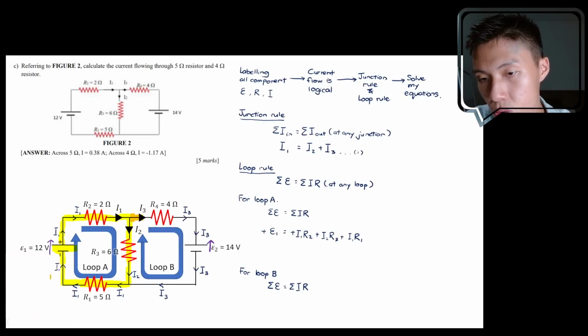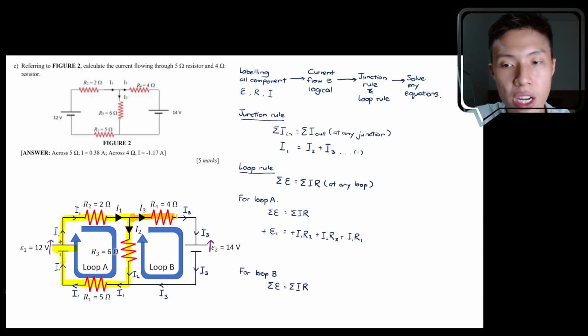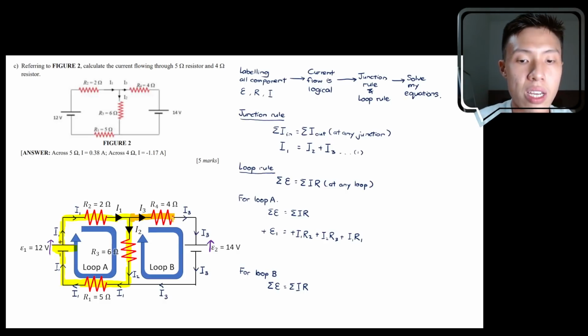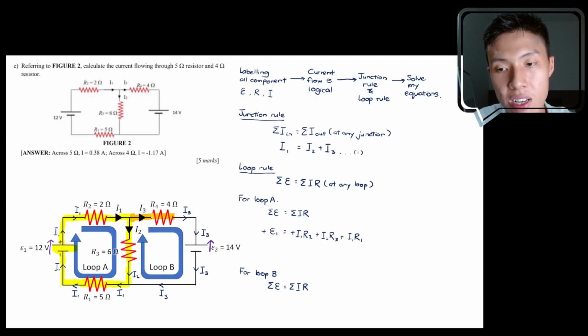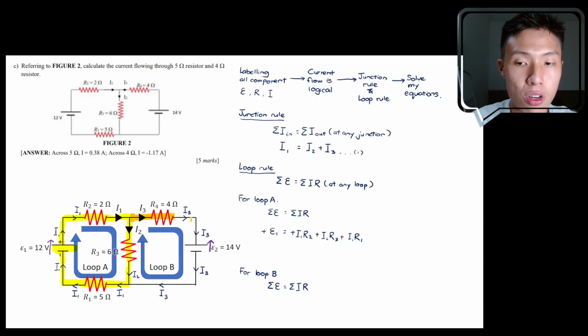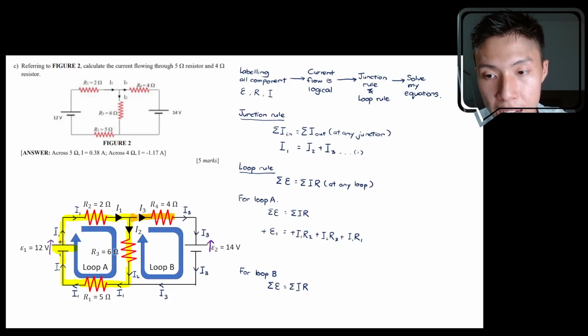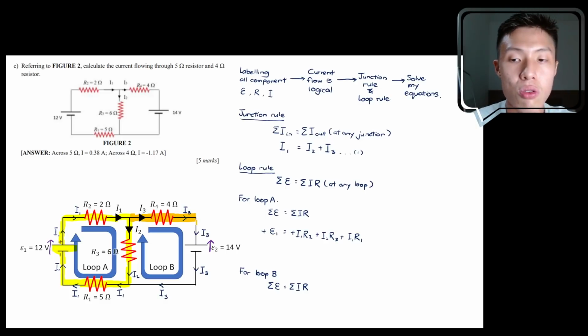Now let's go. The first thing that I encounter is R4. To check whether it's positive IR or negative IR, I have to see whether my current is in the same direction as my loop or not. My highlighter is going from left to right, and my current I3 is also going from left to right. So they are in the same direction. That means it's a positive IR.